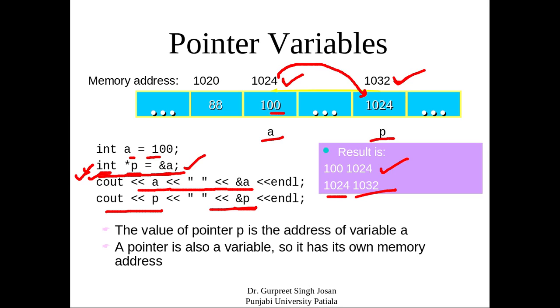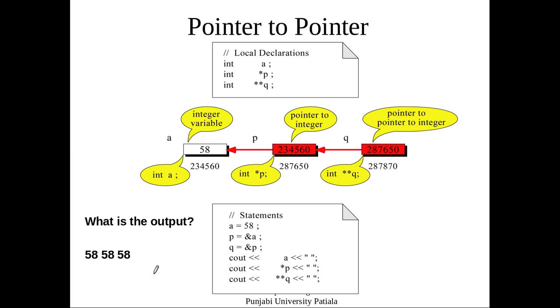So that variable has its own address also. The value of pointer p is the address of variable a in this case, and the pointer is also a variable, so it has its own memory address. You have to keep this in mind, that every pointer has its own address also. That's why you can create a pointer to pointer. So this is a local declaration.